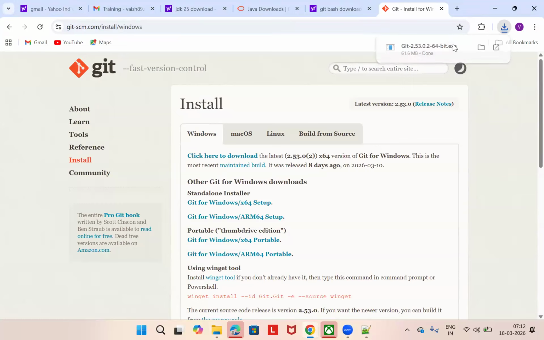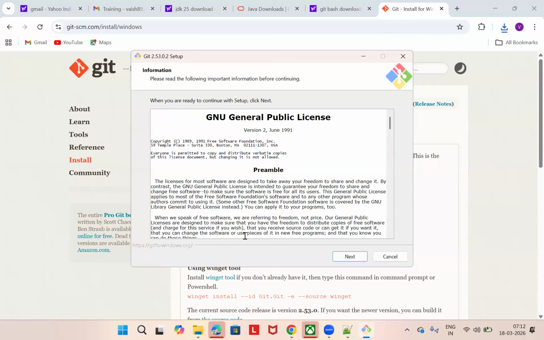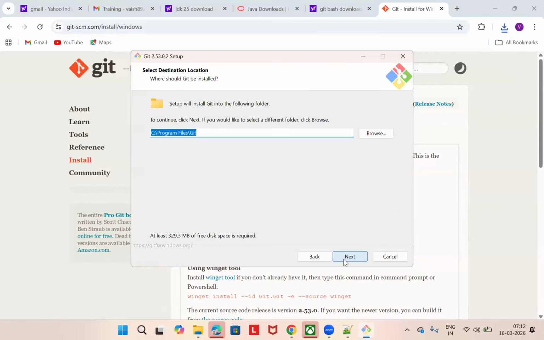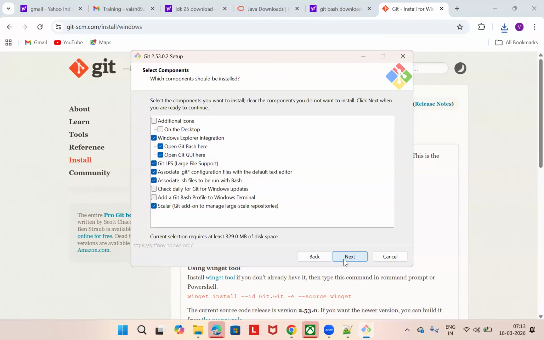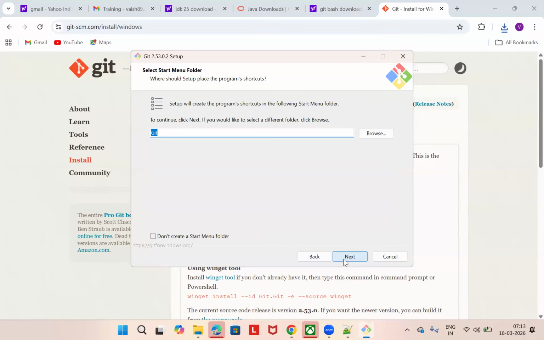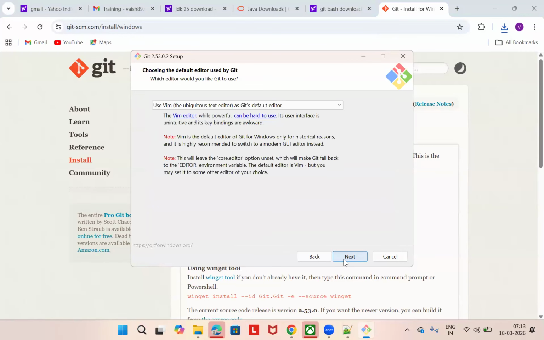So once it is downloaded, double click on it. So there will be a pop-up coming. You need to click on yes. So I click on next, next, next, next. So here you are using Vim as the Git default editor.